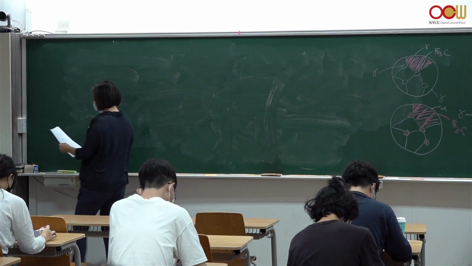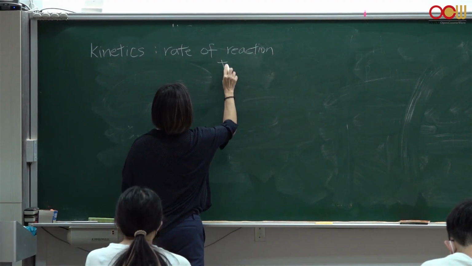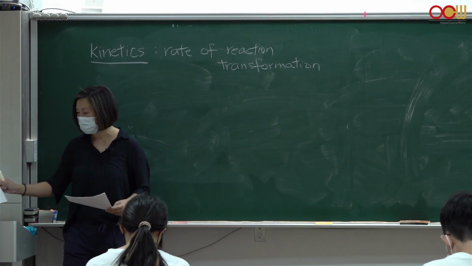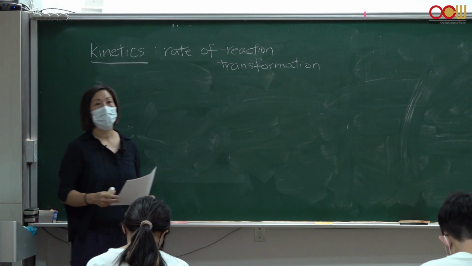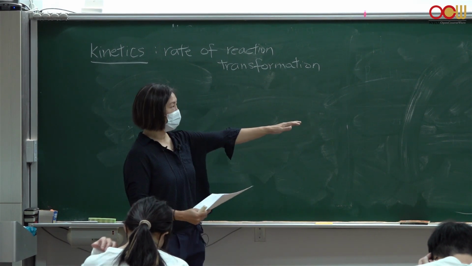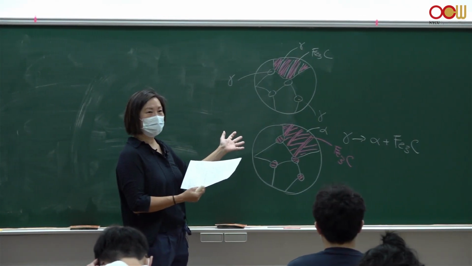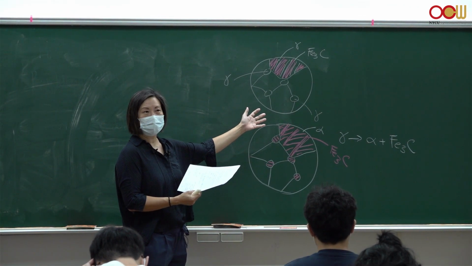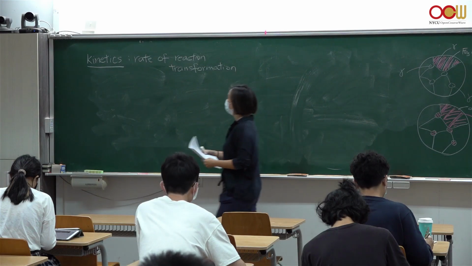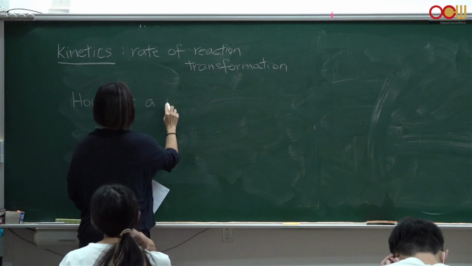All right, so now let's talk about kinetics. So that's a rate of reaction or transformation. In order to understand kinetics, we need to talk about how the different phases form. So we talk about things like this, right? When you go from liquid, you cool it down, you get austenite particles within the liquid. Well, how does that happen? So how do phases form? How does a new phase form?